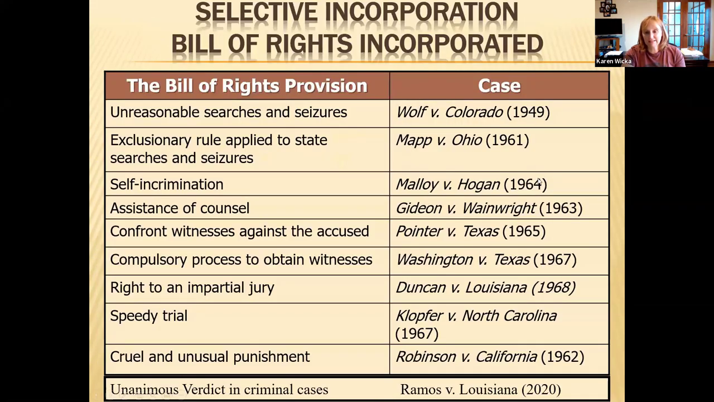So as you can see, as the years went by, the court started to find more and more things as fundamental. So search and seizures, 1949, exclusionary rule, 1961, self-incrimination, 1964. The court started to say more and more things were fundamental fairness and states had to incorporate them. The most recent is the unanimous verdict in a criminal case. Federal law required a unanimous verdict in a criminal case, but not the states. Now the states also require that. The only one that's not that I know of right now is grand jury indictments. Most states do require grand jury indictments, but not every state.